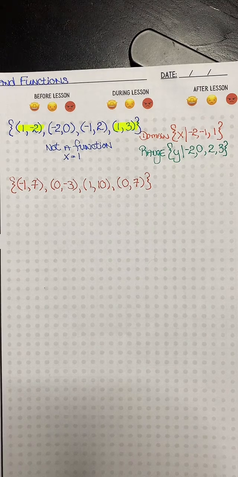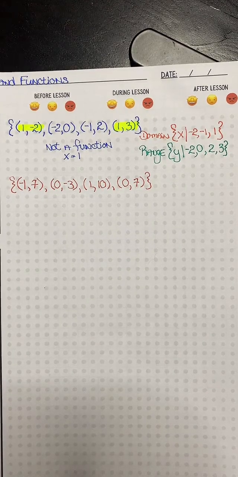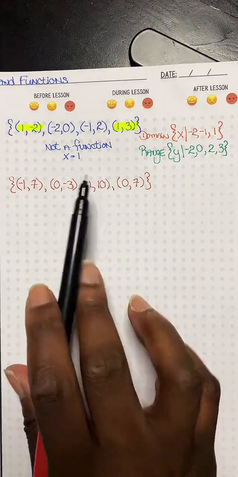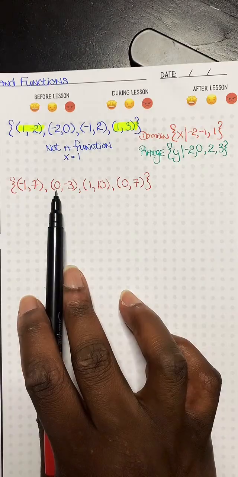Okay. So C4, why is this not a function? Why is this not a function? Yes. Okay, so the 0 is repeating. Good. The 0 two times. Yes. Okay, so this is going to answer your question.